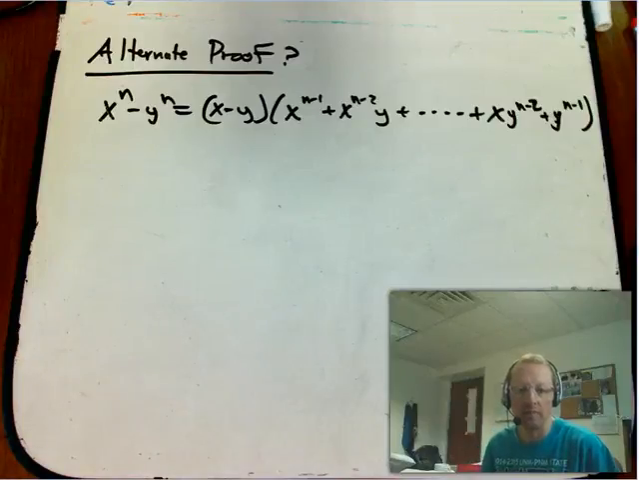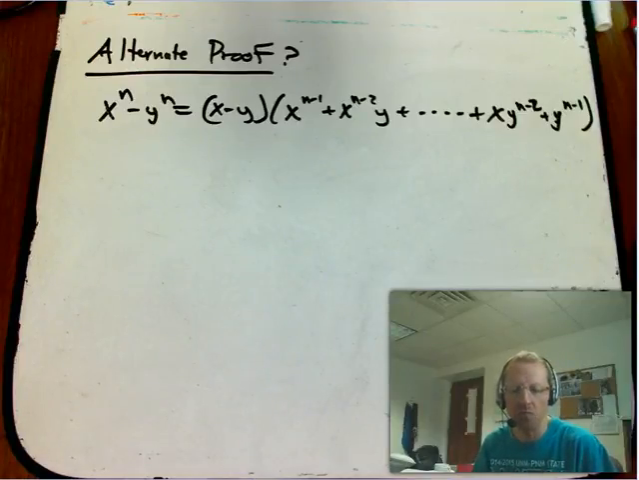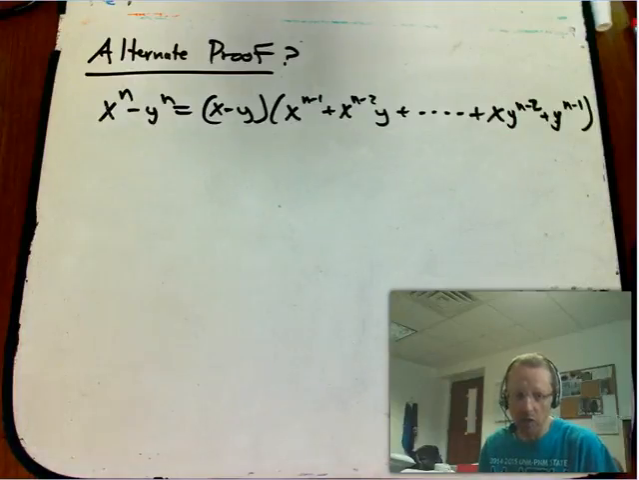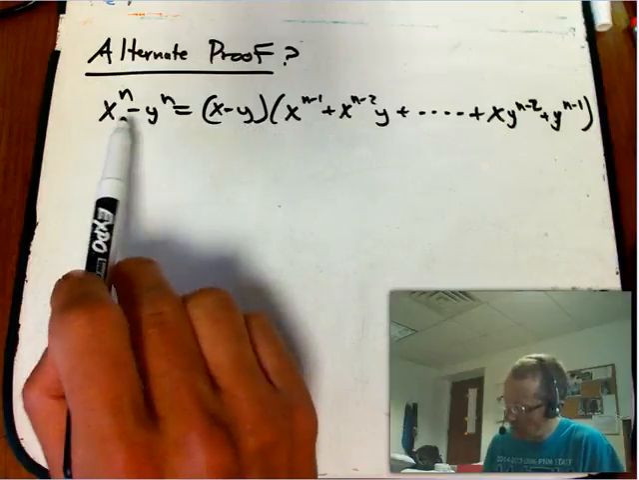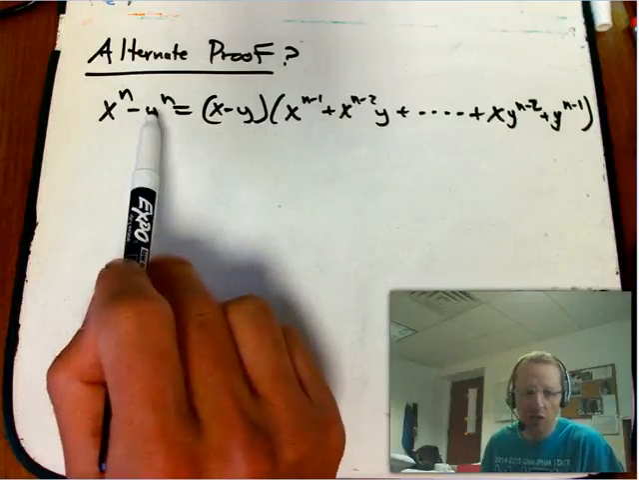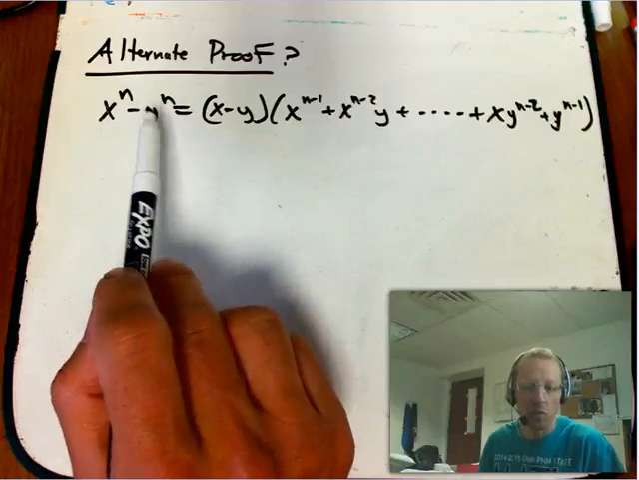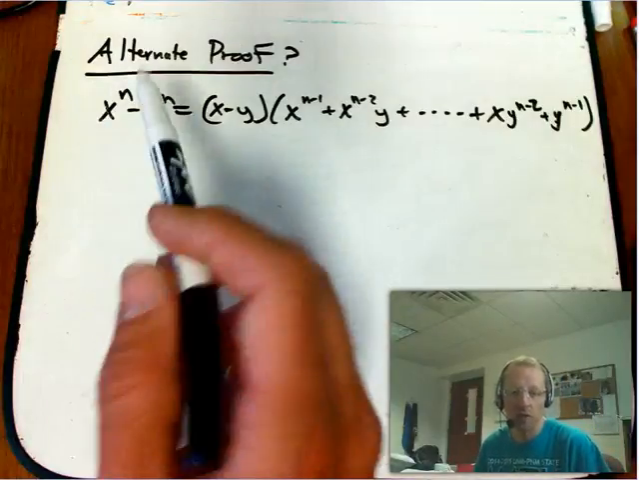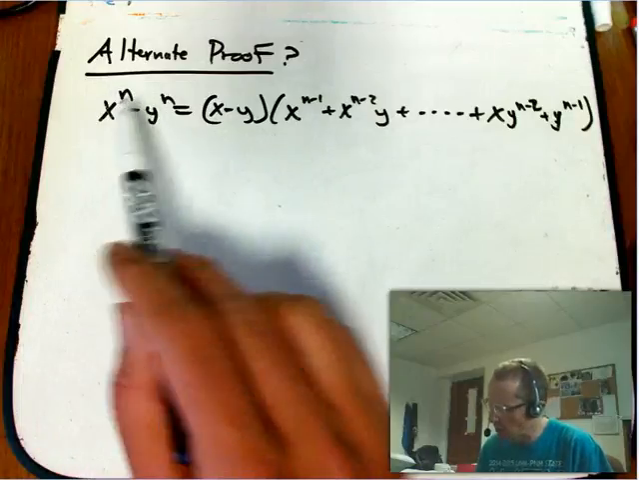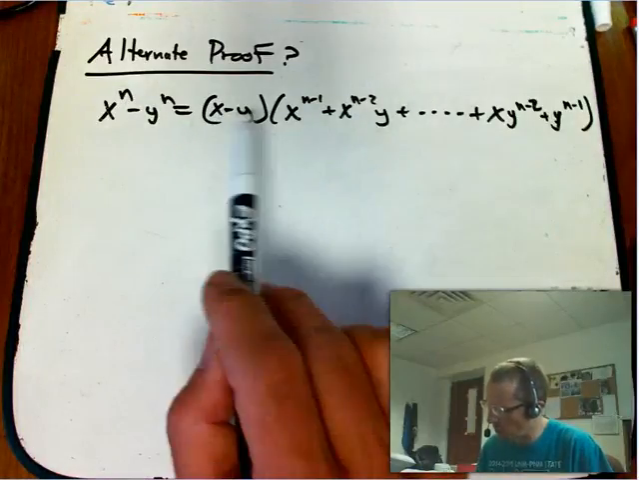Now, I want to address an objection that you might make to the use of mathematical induction to prove what we had in the last couple videos. You might say, look, my algebra teacher told me that there's a factorization of any difference of nth powers, the most famous being the difference of squares, but also difference of cubes, really any powers. You can look it up in any algebra book.